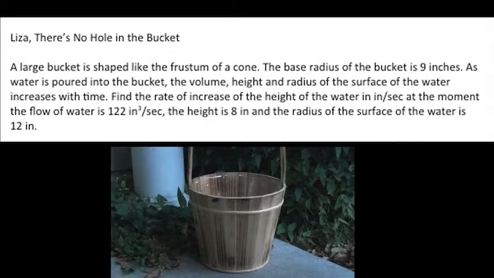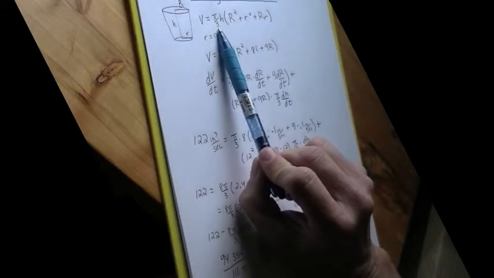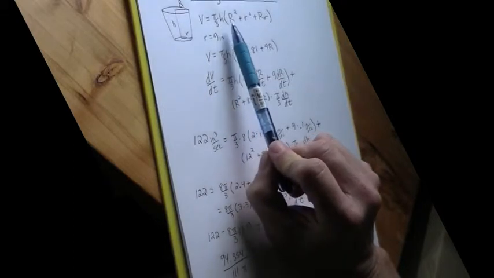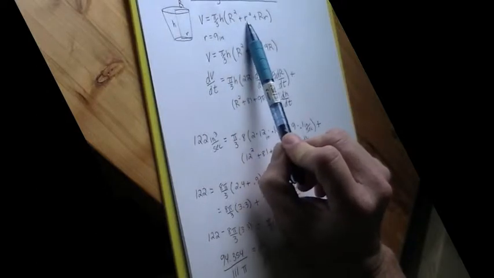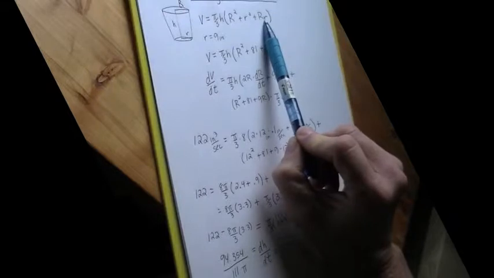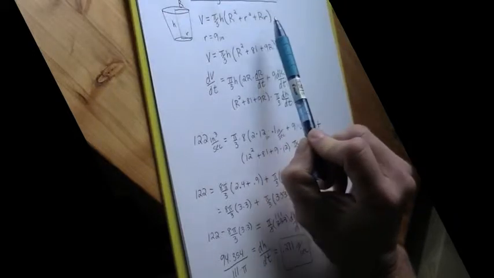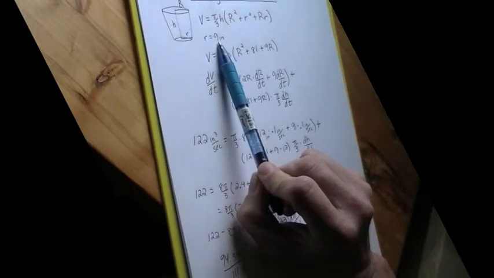The shape of our bucket is a frustum. It's a cone with the tip cut off. And so the volume of that shape is given by pi over 3 times the height multiplied by the big radius squared plus the little radius squared added to the product of the radii. Our bucket has a base with a 9-inch radius.